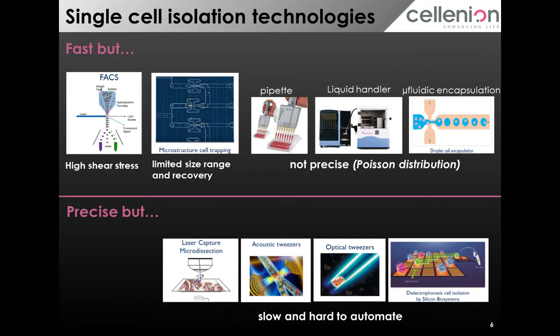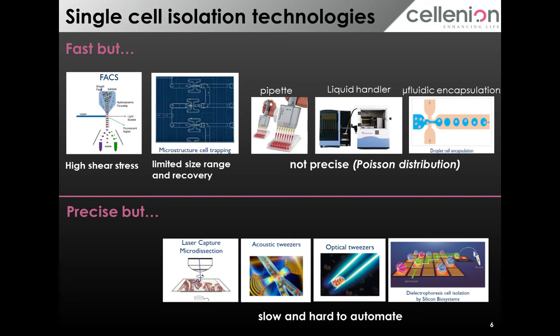people have developed a number of technologies to isolate single cells, and I'm now going to describe the different technologies that have been developed. There are a number of technologies that are fast, such as FACS, but they typically suffer from some drawbacks. For example, FACS is very quick. However, due to high shear forces, most of the cells coming out of a FACS are typically not alive or in poor shape.